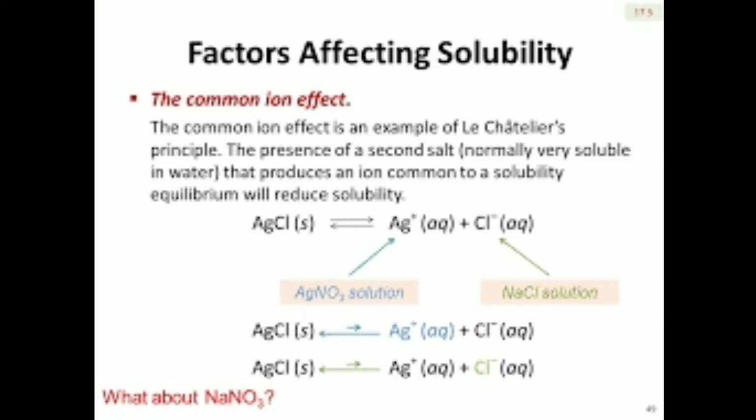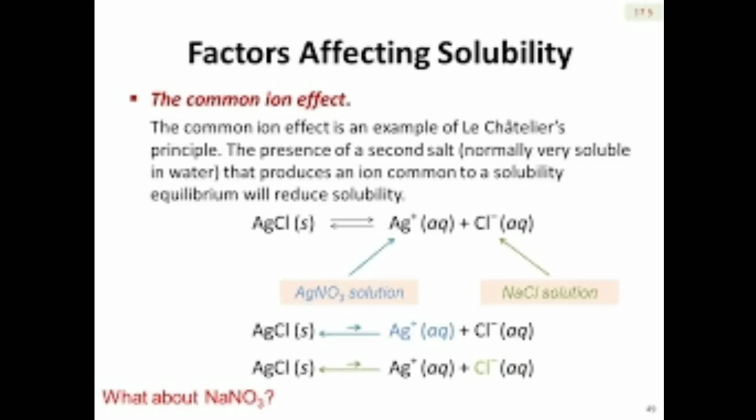Next point is the common ion effect and solubility. The presence of a common ion also affects the solubility of a sparingly soluble salt. Consider the solubility equilibrium of AgCl. At equilibrium it gives Ag⁺ and Cl⁻ ions. The solubility product of AgCl is Ksp equal to the concentration of Ag⁺ times the concentration of Cl⁻.